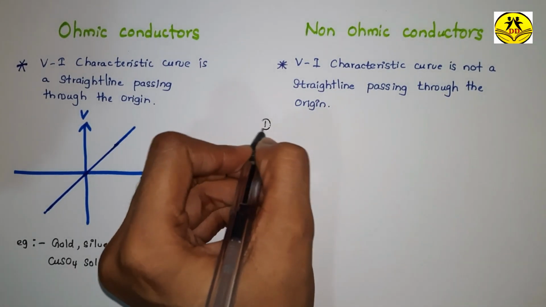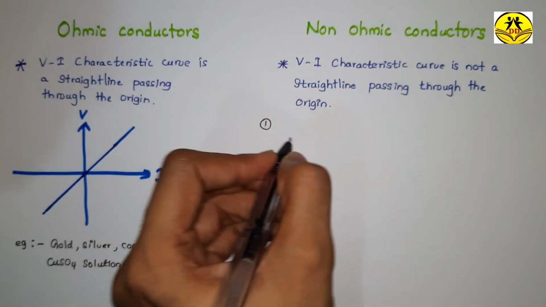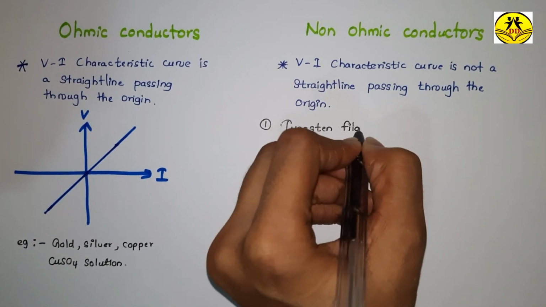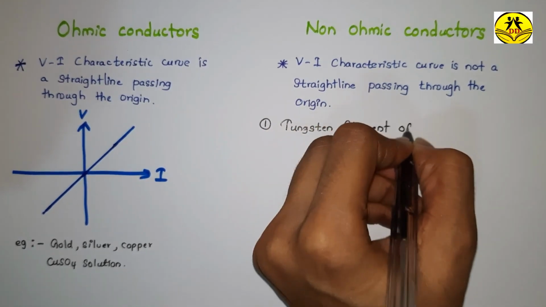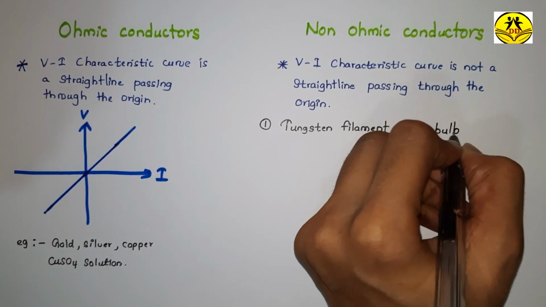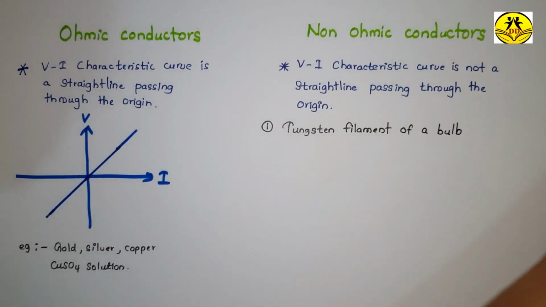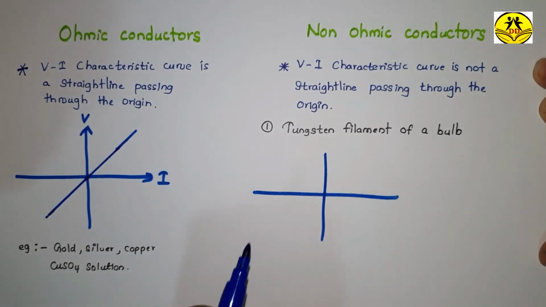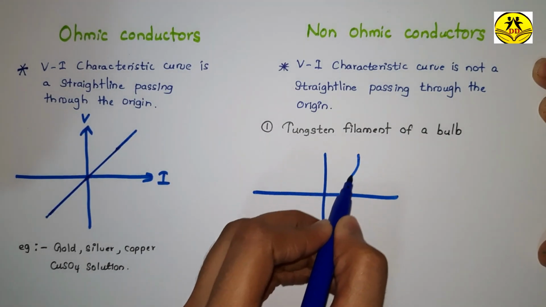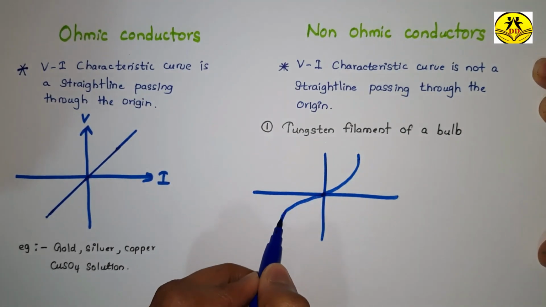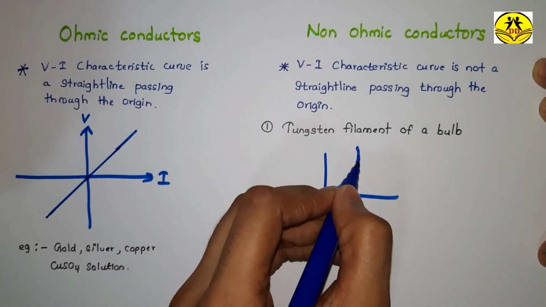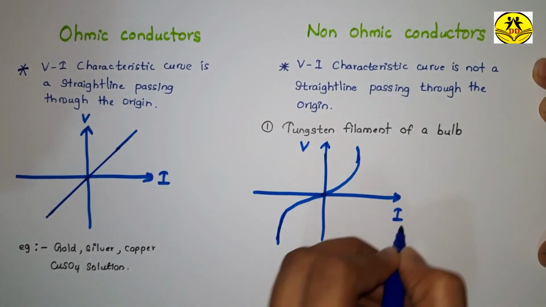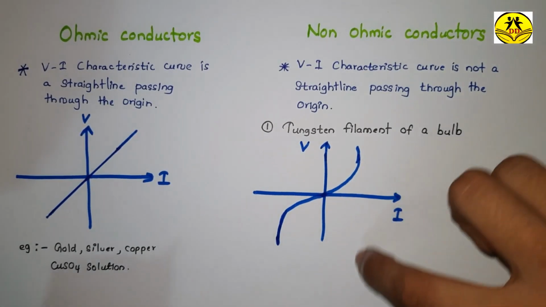Now when you consider non-ohmic conductors, we have three examples. The first example is the tungsten filament of a bulb. For this, the VI characteristic curve would be something like this. It is not a straight line passing through the origin.